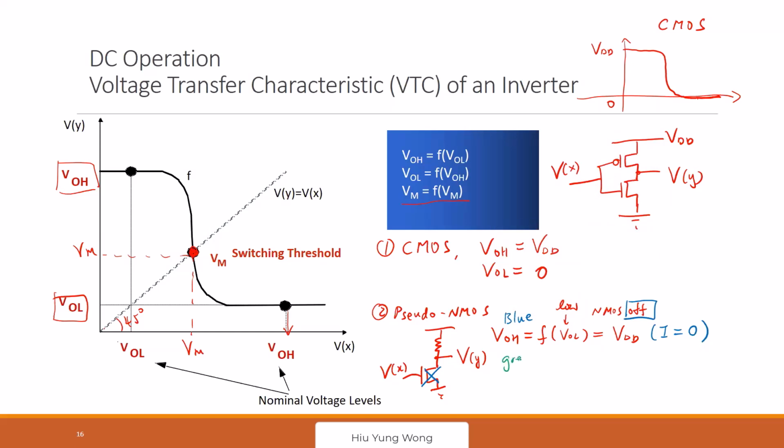How about the green case, when output is low? Output low means the input is high. Good. What happens to the NMOS when the input is high, on or off? The NMOS should be on. Thank you. Then what is the output now? That is what you just told me, because now the circuit becomes this.